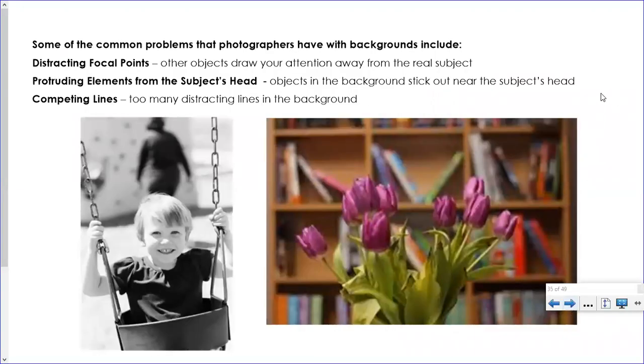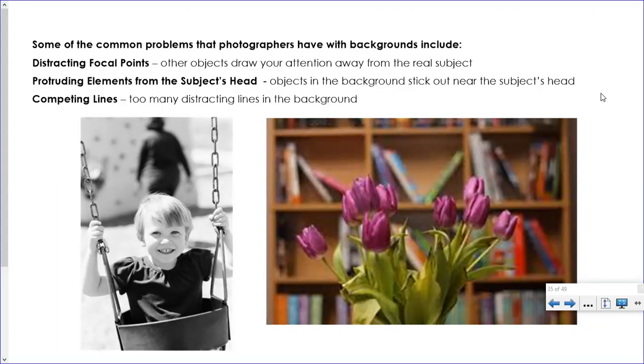Here are some of the common problems that photographers have with using backgrounds. First of all, they put in a distracting focal point. That means there's other things happening in the picture. There's too much happening in the picture, and your eyes are drawn away from the subject. If you look down at that little person in the swing, they should have just waited a few minutes before that person walking in the background was gone, because now you have somebody's behind right behind the head of that little person. So that's called a distracting focal point. Just wait a minute before you take the picture of them.